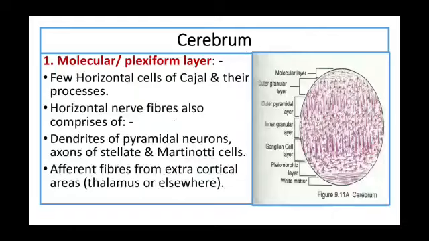The first layer is the molecular layer or plexiform layer. Here a few horizontal cells of Cajal and their processes are present. Apart from this, we have horizontal nerve fibers which comprise dendrites of pyramidal neurons, axons of stellate and Martinotti cells. Afferent fibers from extracortical areas, especially the thalamus or elsewhere, reach this layer.